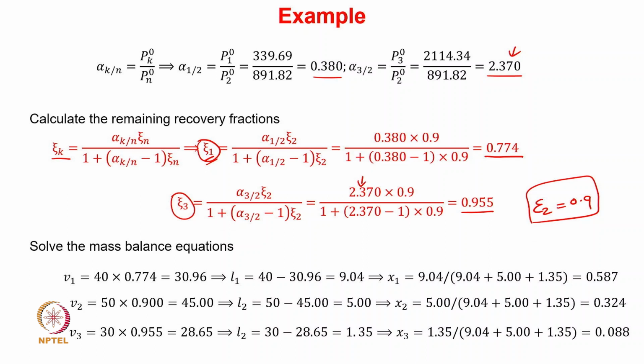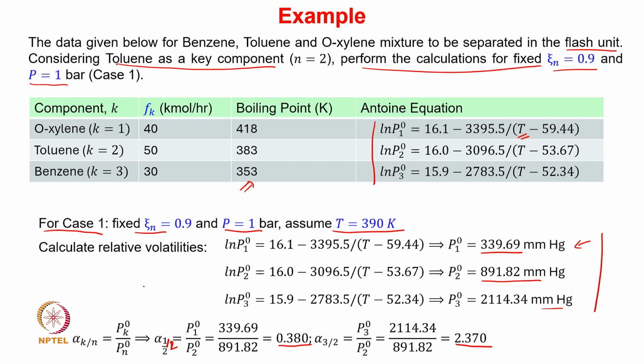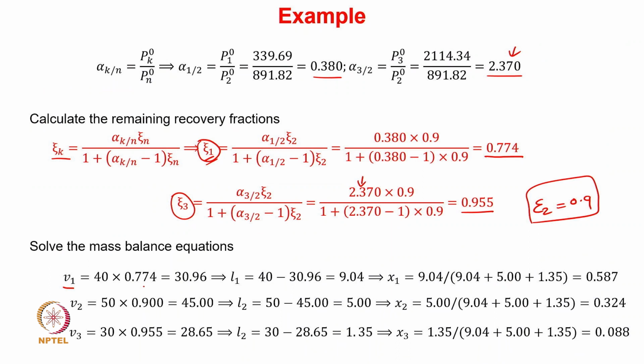With these 3 zeta values, we can now perform the mass balance. So mass balance in this case, V1 will be what? V1 is nothing but the molar flow rate of component 1 in the vapor. So that is nothing but what? F1 into split fraction. F1 is 40, isn't it? That is what is given in the table. See, F1 is given as 40. 40 into the corresponding split fraction, 0.774, that gives me 13.96. Correct. Now this is V1.